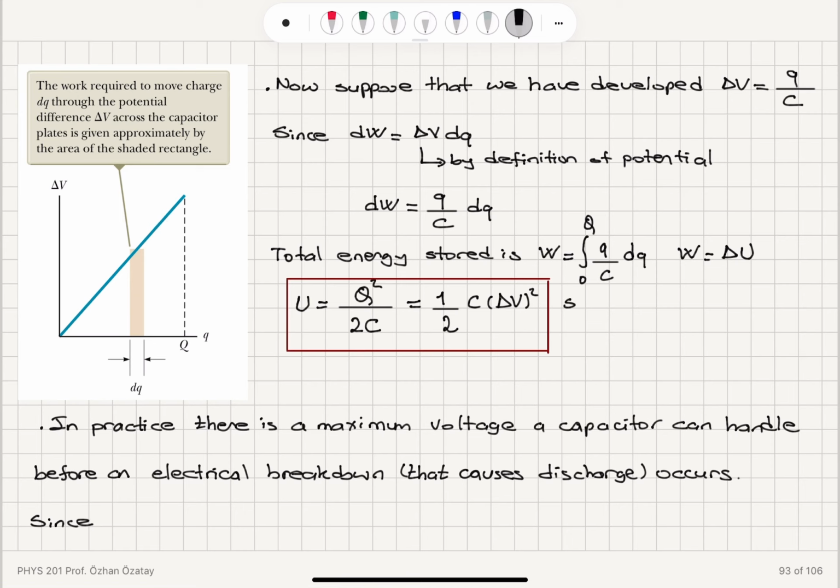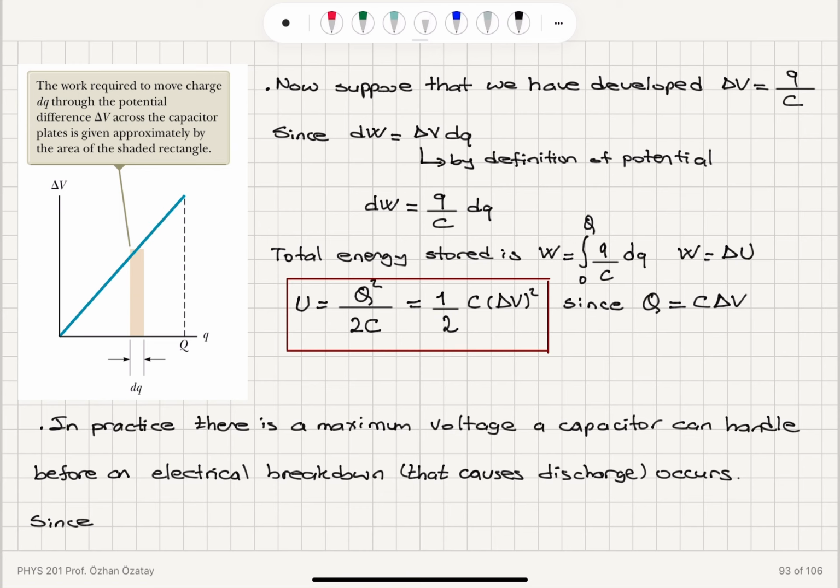So I can write this since Q is equal to C times delta V, the total potential difference. So once again, this delta V is the intermediate value when I have stored charge q, and this delta V is the final delta V when I have stored charge capital Q. All right, so we have to be careful with this. Delta V is a function of q.